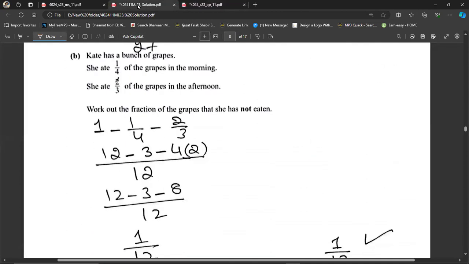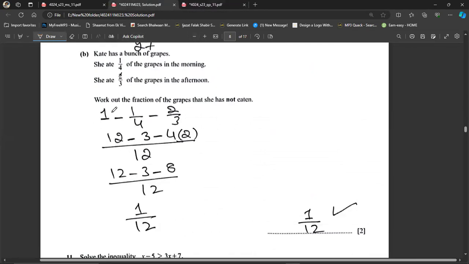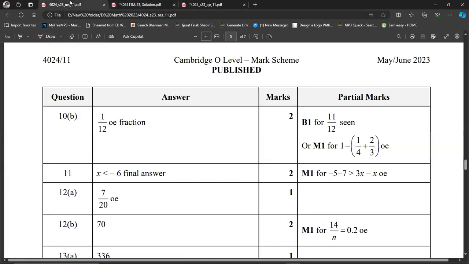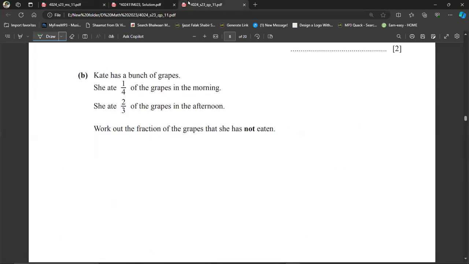Very simple, straightforward. And you should know this. In the world of fractions, the total is always 1. So from the total, subtract the fractions which she has eaten. Okay, so 1 minus 1 by 4 minus 2 by 3. So take the LCM. The LCM is 12. So here you have 12 minus 3 minus 4 into 2, and the whole thing is divided by the LCM, that's 12. 12 minus 3 minus 8 divided by 12. So it is 1 by 12. So how much is left? 1 by 12. So 1 by 12 is the right answer. This is how this is done. Hopefully you understand.